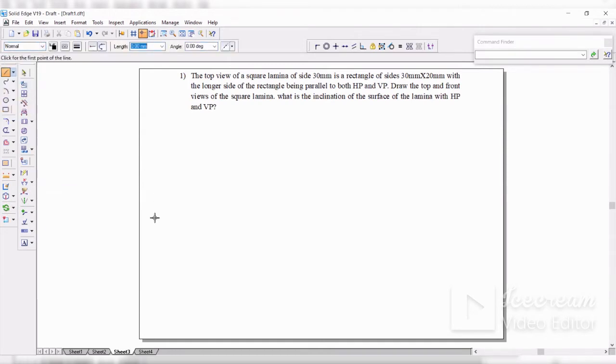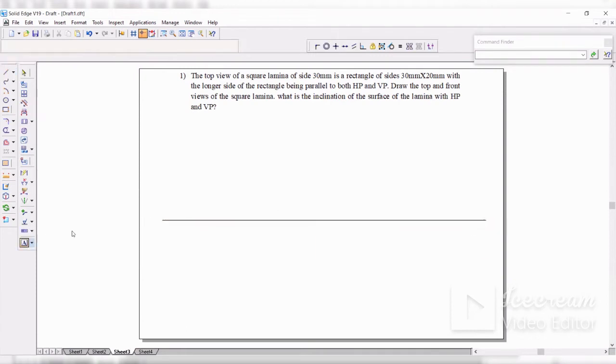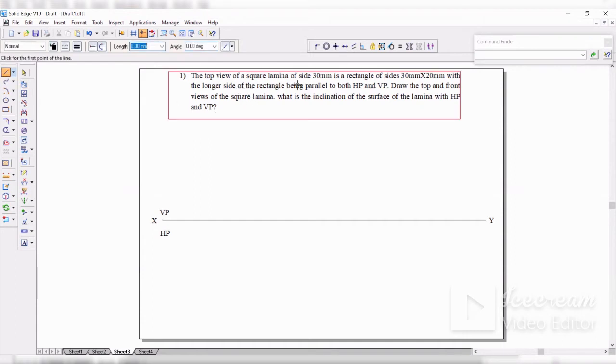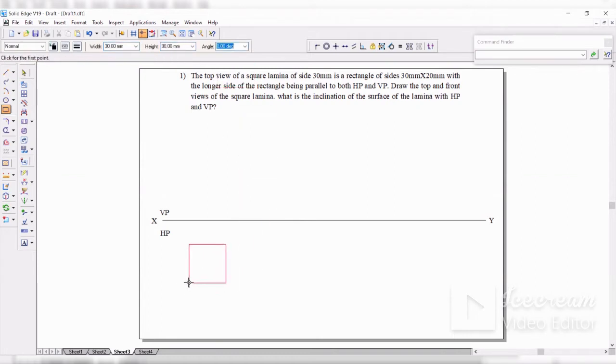So let us start with the drawing of the XY line first, and let us name the points VP and HP. Now this is a top view of a square lamina. So they have given the top view, so I should start from HP. The square lamina is 30, so I'll take a square here. It is asking for the dimension, so I enter 30, and I want it in the HP. So like this. Okay. Now this is visible, right? So let me make it visible.